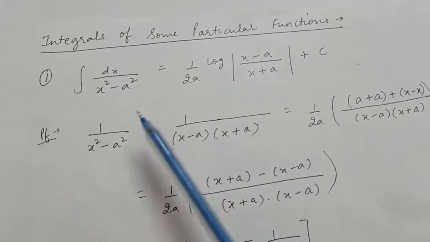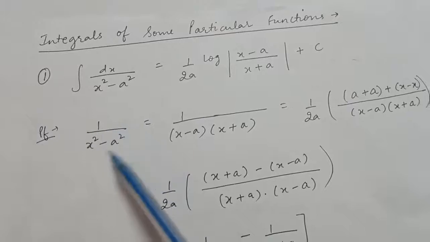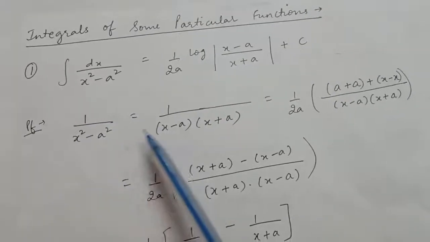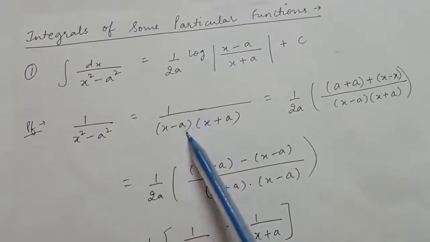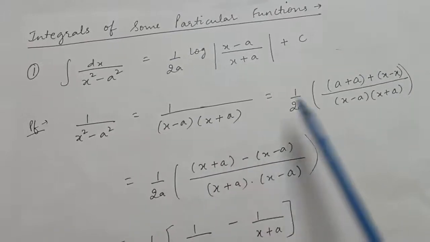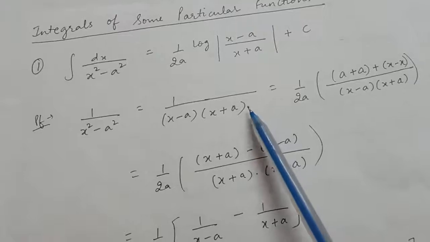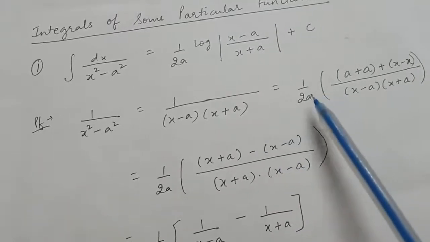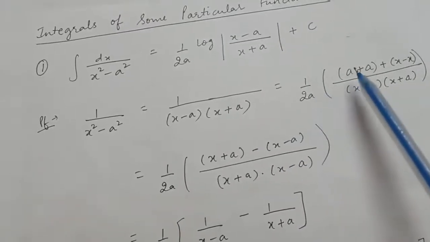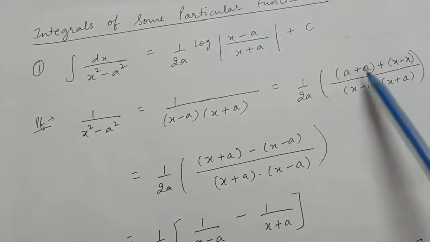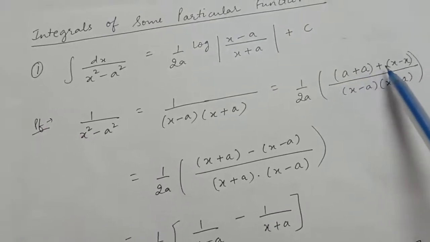So see the proof of this. The function given is 1 upon x square minus a square. It can be written as 1 upon x minus a into x plus a, right? Now multiplying this with 2a and also dividing this by 2a. So I have divided this by 2a, also multiplied it with 2a because a plus a is 2a only.